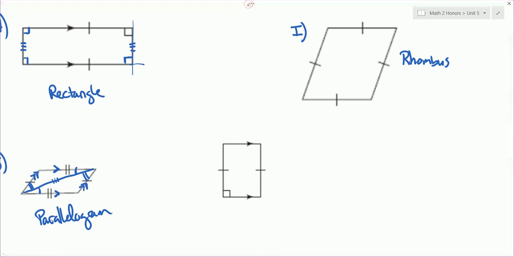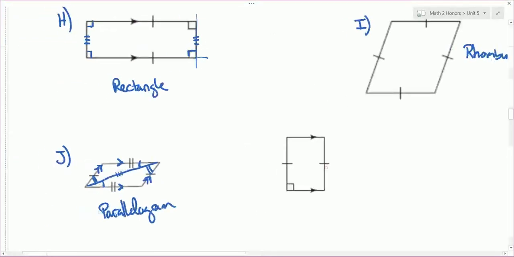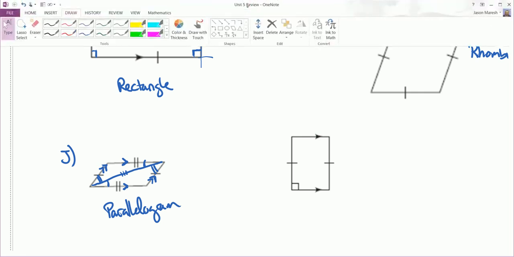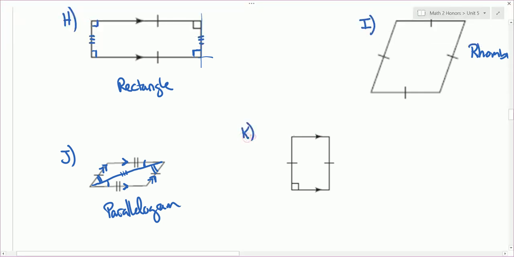So let me put a little more information on here, or just more labels. This is K. We're going to call this A, B, C, and D. So we don't know that AD and BC are parallel yet. I want to show that they are. Okay. So what I'm going to do is come up with another segment.